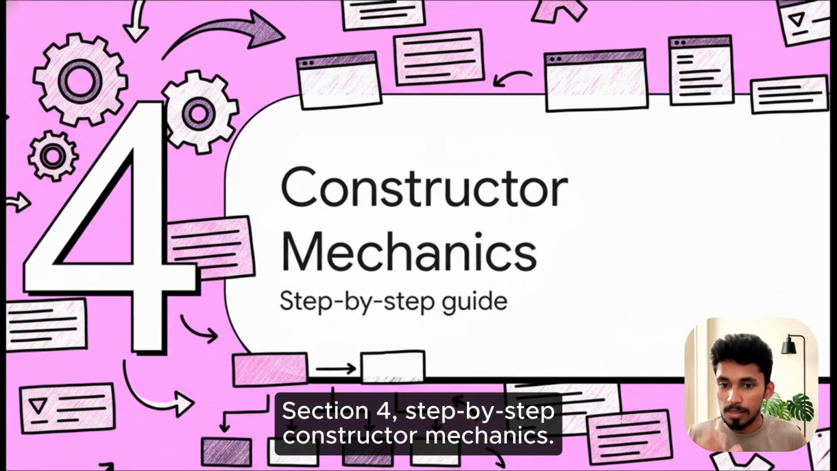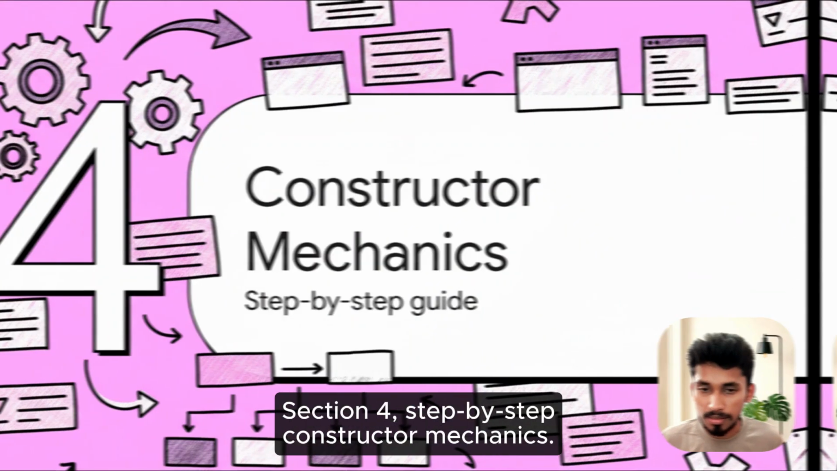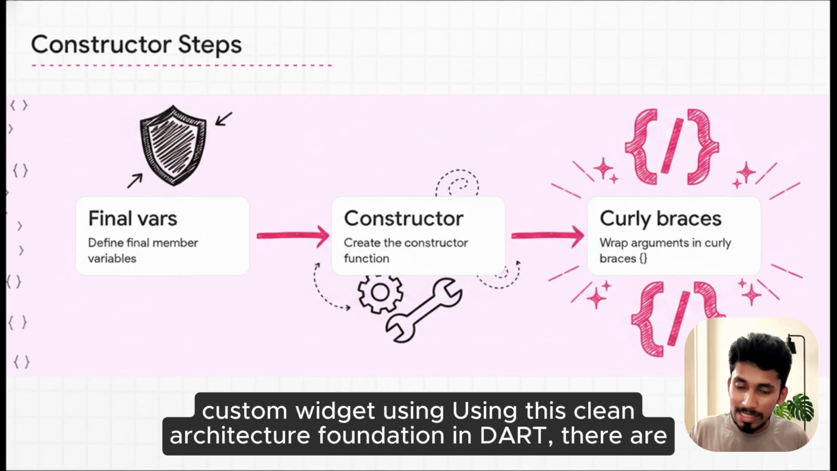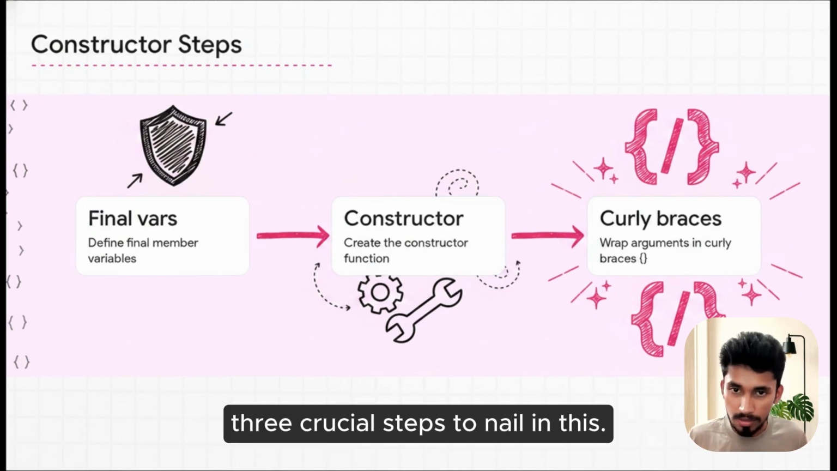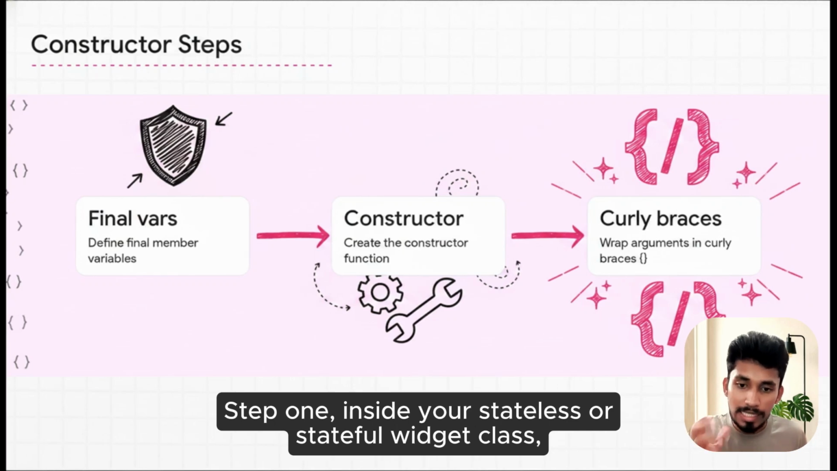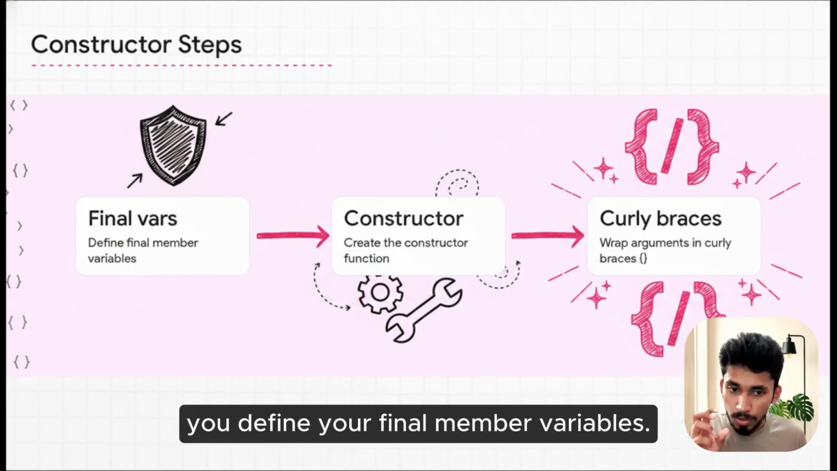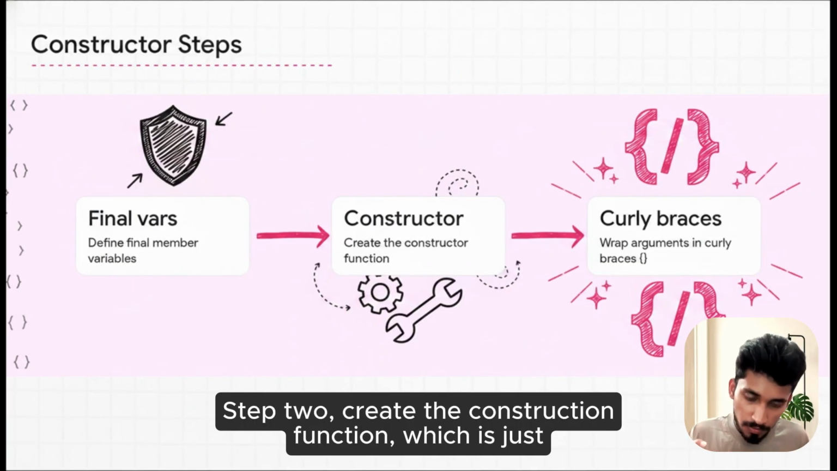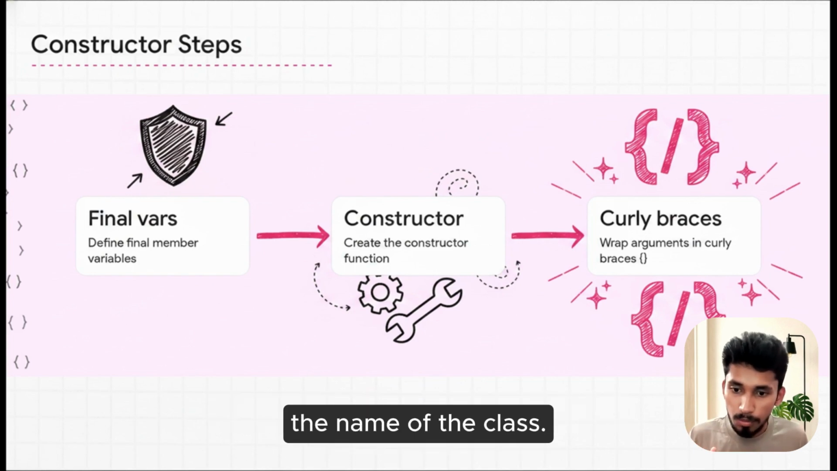Section 4. Step-by-step constructor mechanics. Alright, so let's look at the exact mechanism of how to write your very own custom widgets using this clean architecture foundation in Dart. There are 3 crucial steps to nailing this. Step 1. Inside your stateless or stateful widget class, you define your final member variables. Remember, widgets are immutable, so those variables definitely should be marked as final. Step 2. Create the constructor function, which is just the name of the class.